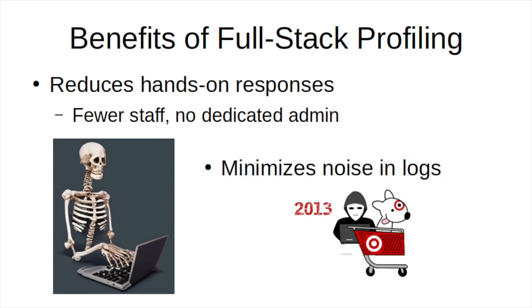You might remember the big Target compromise from 2013. Someone compromised their servers and stole a bunch of credit cards. It wasn't that they lacked logs showing the attack. The problem was, their logs had so much noise that they didn't notice the attack. Reducing attacks reduces the junk in the logs, so important attacks are more likely to be noticed.